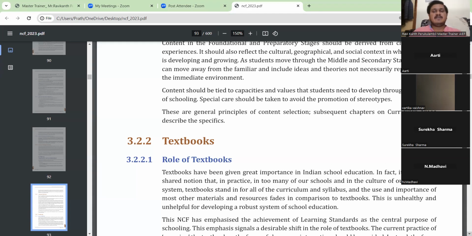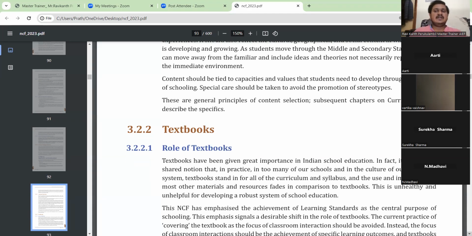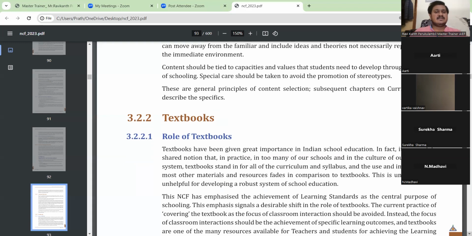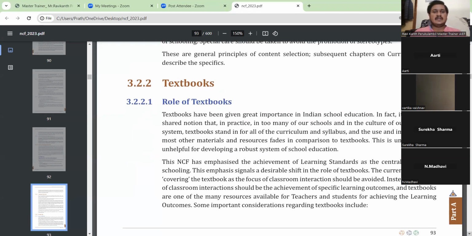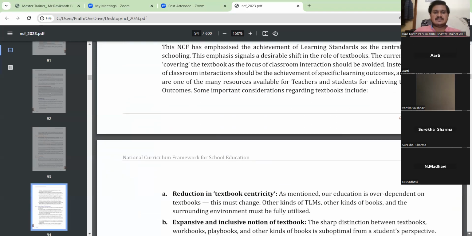These are general principles of content selection. Subsequent chapters on curricular areas describe the specifics. Okay, so these are the basic things. As we explore the rest of the chapters, we'll get to know more about it. Now, textbooks first. Let us discuss the role of textbooks.